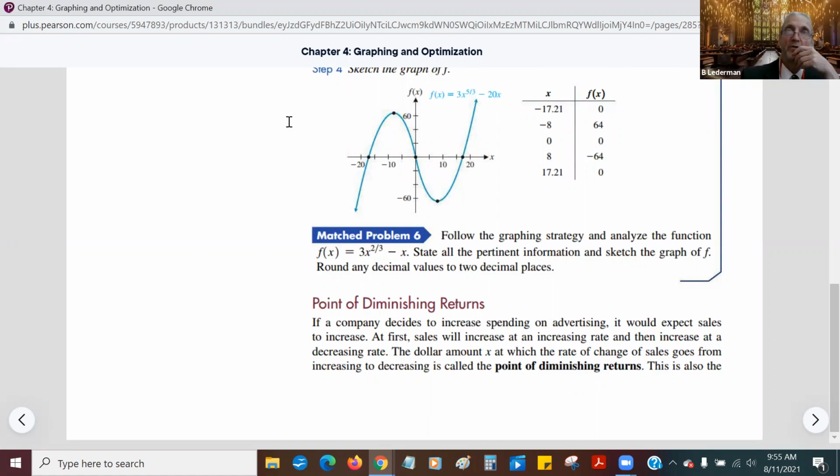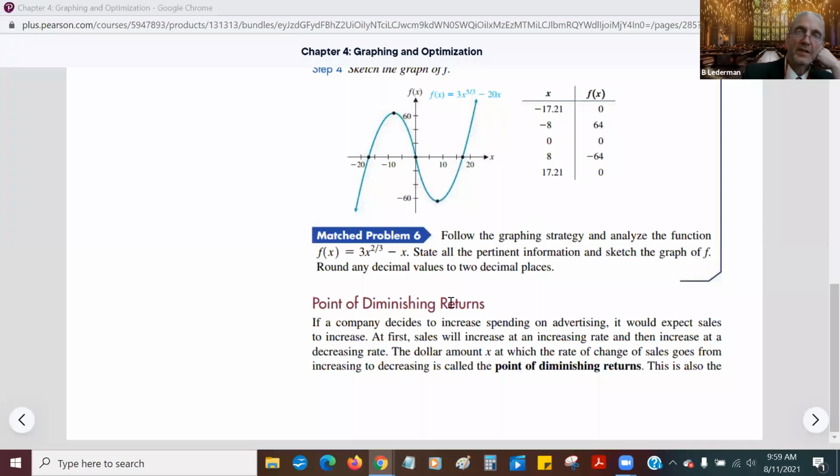So now we're going to go to, let's just look down at the bottom here where it says point of diminishing returns. You've probably all heard that expression, point of diminishing returns. So let's read this here. If a company decides to increase spending on advertising, it would expect sales to increase, right? You advertise more, sales increase. That's the whole point of it.